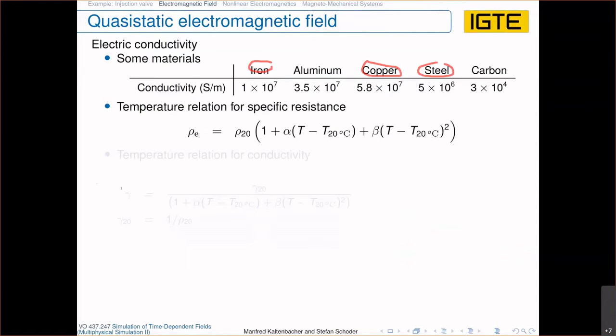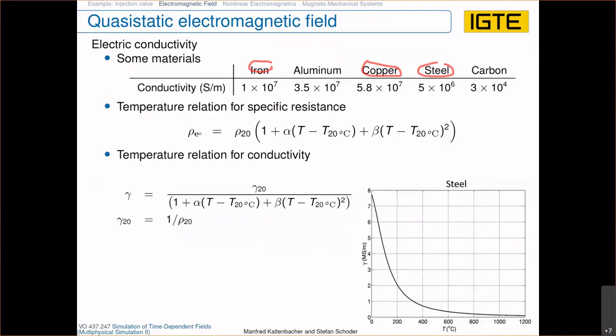I have written it down here, as we mostly do in electrical engineering, not for the conductivity, but for the specific resistance, which is just 1 over the conductivity. And so you see the thermal relation for this conductivity can be written in this form when you know these two parameters, which are fitting parameters from measurements: alpha, which is also called the linear temperature coefficient, and beta, which is the quadratic temperature coefficient.